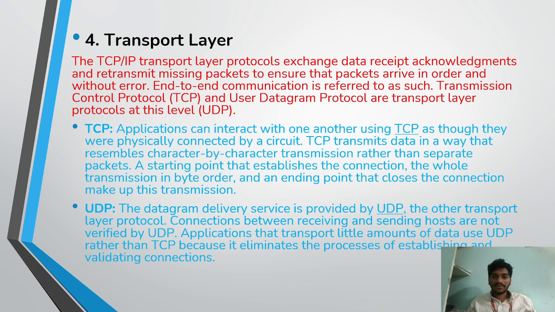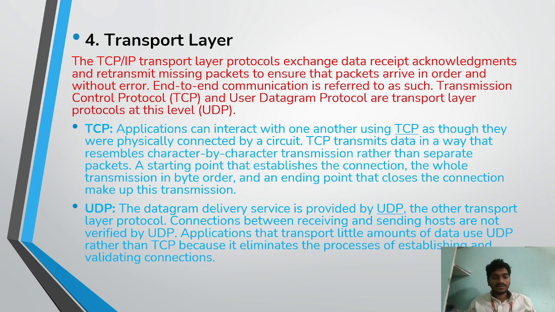Applications can interact with one another using TCP as though they were physically connected by a circuit. TCP transmits data in a way that resembles character by character transmission rather than separate packets. A starting point that establishes the connection, the whole transmission in byte order, and an ending point that closes the connection make up this transmission. And the second one is UDP.